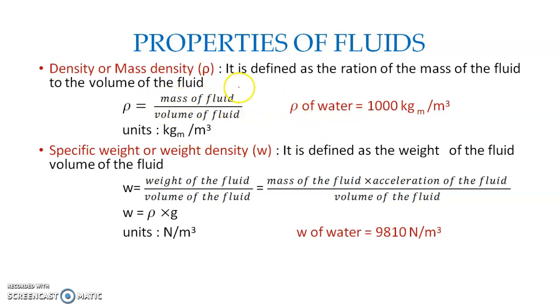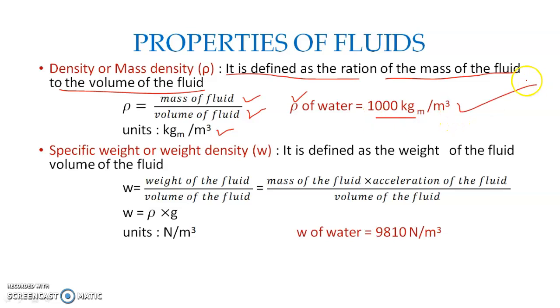Density is defined as the ratio of the mass of the fluid to the volume of the fluid. Mass per volume is simply called density. This is the formula used to calculate the density: density is equal to mass of the fluid divided by volume of the fluid. The SI unit of density is kg per meter cube. Density is represented by rho. So rho of water is equal to 1000 kg per meter cube. This is the standard value for water only.